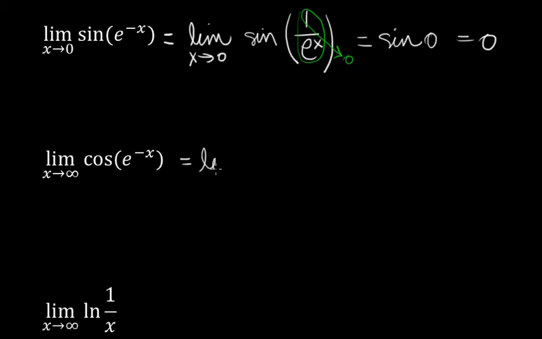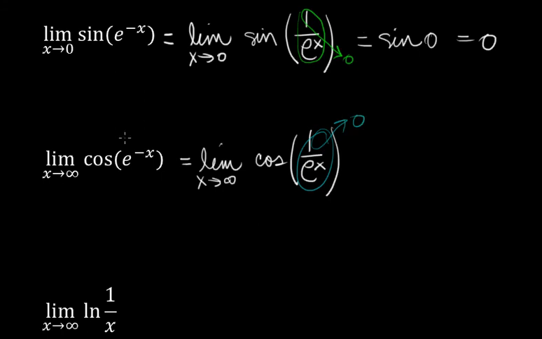The next limit is the limit as x approaches infinity this time of the cosine, and again I want to write this as 1 over e to the x. You clearly see what functions are in the denominator and numerator. Well, again, 1 over e to the x is approaching 0. So the cosine of 0 is our answer, which is equal to 1.